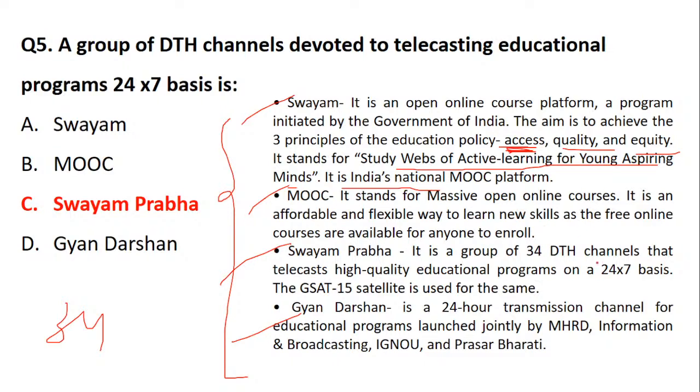Swayam Prabha is a set of 34 DTH channels telecasting high quality educational programs on a 24/7 basis, and it uses the GSAT 15 satellite. Gyan Darshan is a 24 hours transmission channel for educational programs, which is a joint collaboration of the Ministry of Human Resource Development, Information and Broadcasting, IGNOU and Prasar Bharati. Very important, because questions from this are definitely seen.